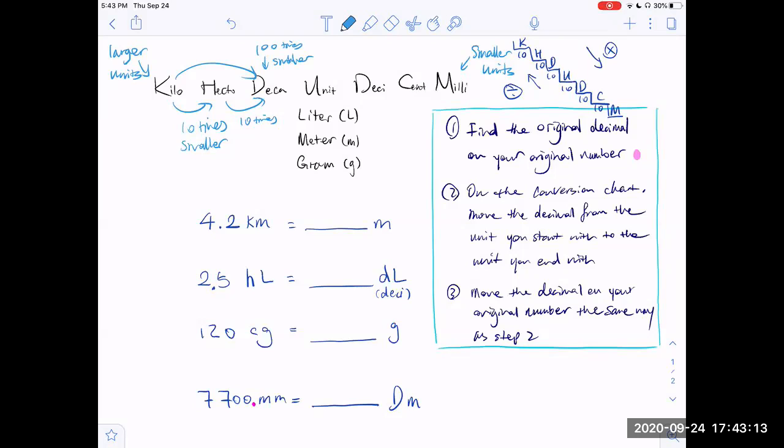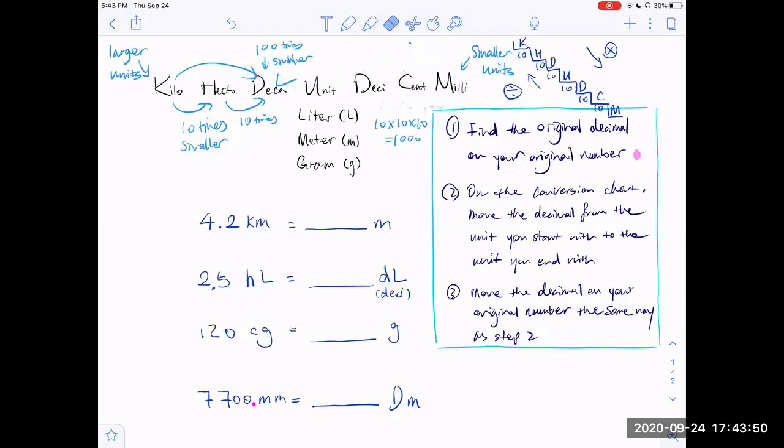What if you move from the right to the left? Centi, for example, is 10 times larger than deci, but then your regular unit is 100 times larger than centi, because it's 10 times 10. If you were to move 3 steps to deca, deca is 10 times 10 times 10, 1,000 times larger than centi, okay? So that's how you read the unit conversion chart.